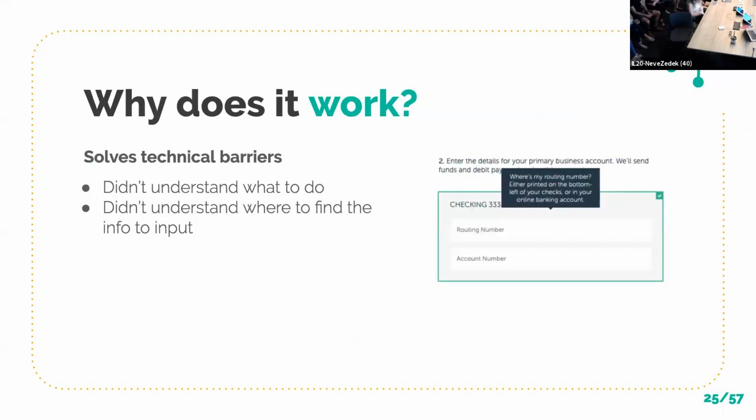Why does this stuff work, right? So we just saw proof of microcopy improving metrics, but why? What makes it powerful? There are a lot of reasons I'm not going to cover in a short talk, but I want to focus on three. It solves technical barriers. We have a lot of technical barriers in our product. I mean, look at Yodlee. Yodlee is a nightmare unto itself.